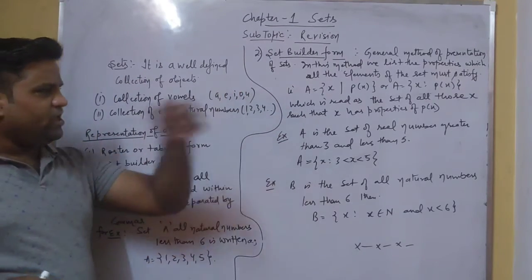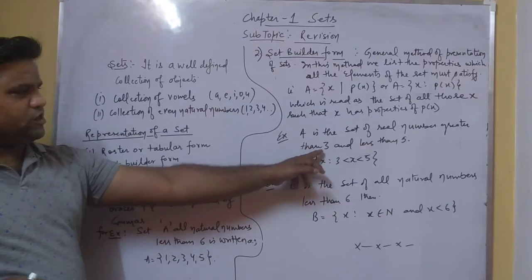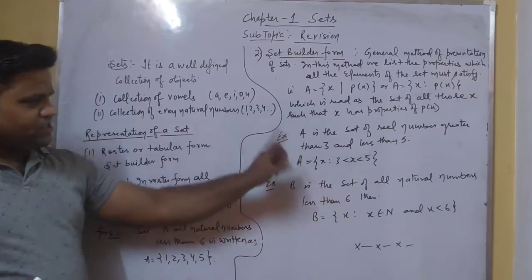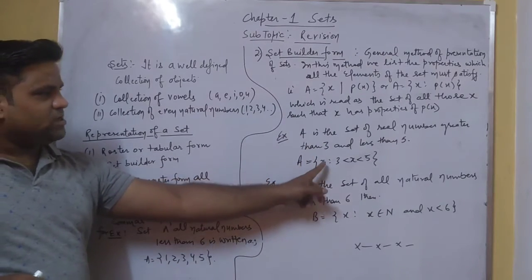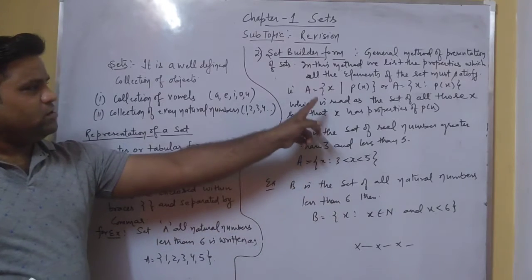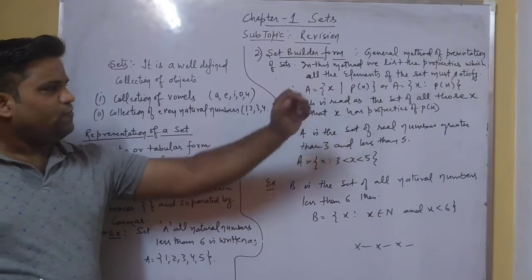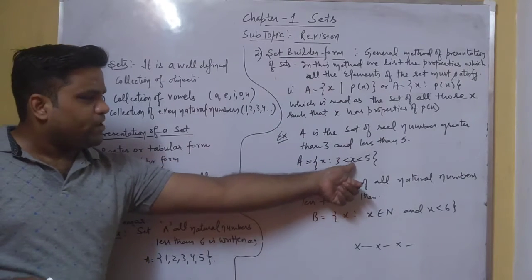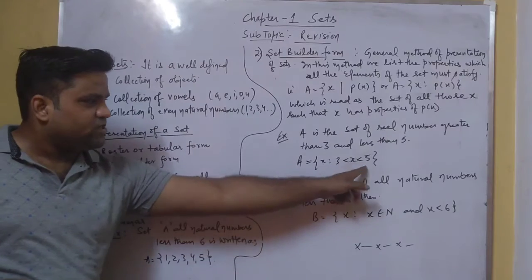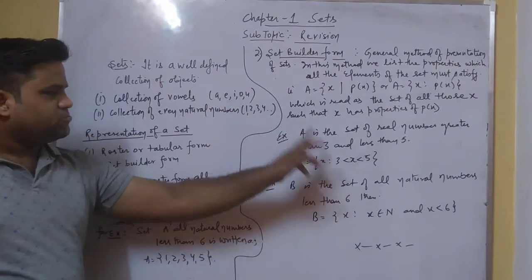For example, here is the set of real numbers which are greater than 3 and less than 5. So we can write this set as A. Here, this X is read as the set of all those X which have a certain property. What type of property is it? Here X is greater than 3 and less than 5. So we can write this as follows.